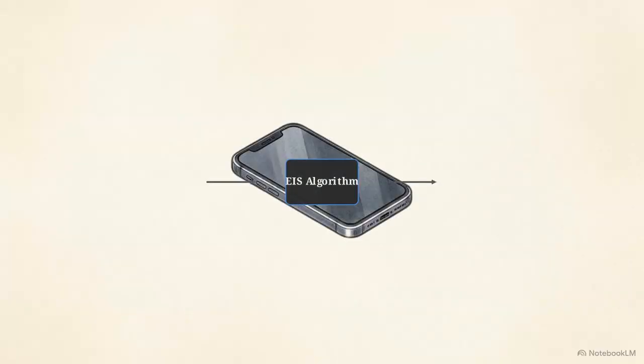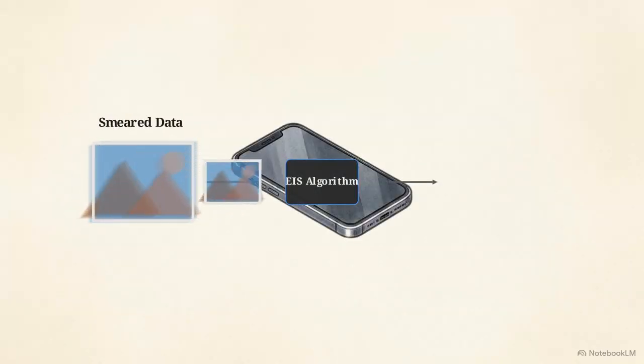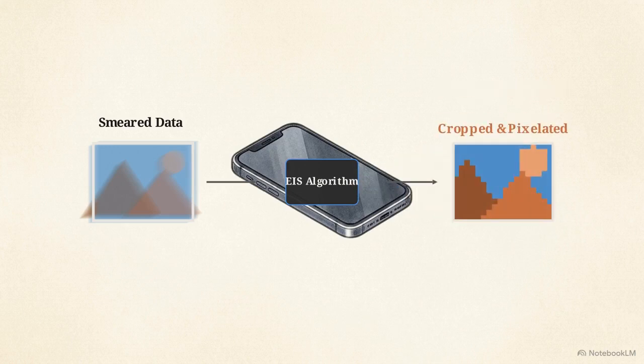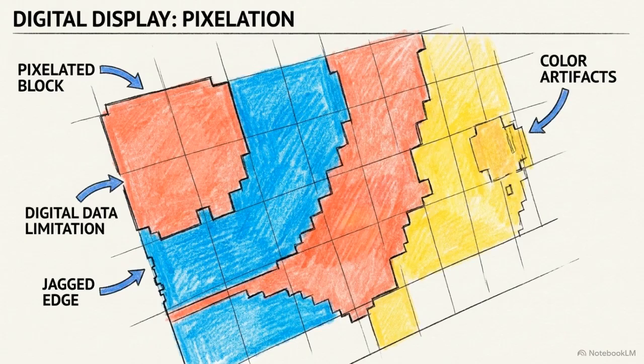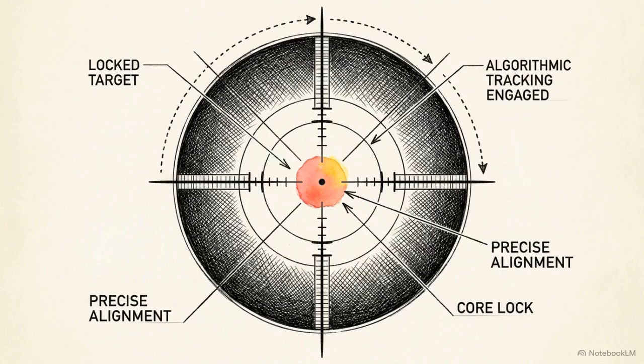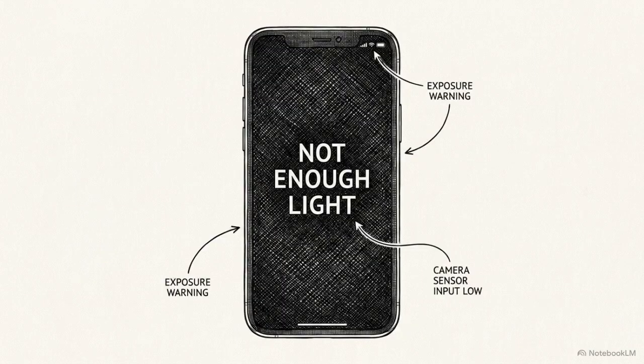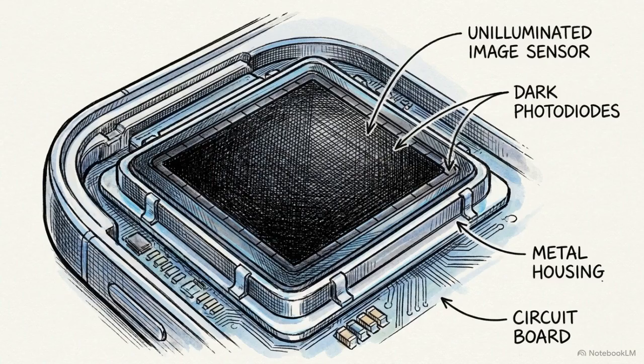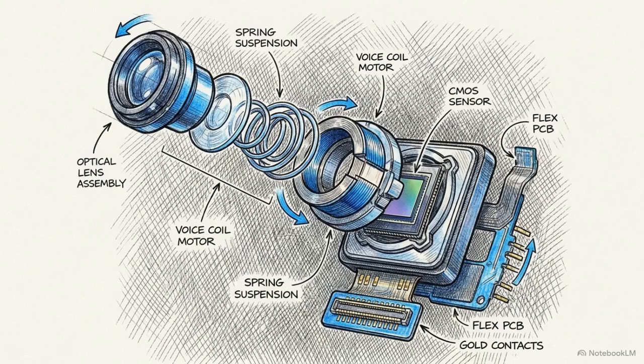You might assume your phone's Electronic Image Stabilization, or EIS, would just calculate the error and sharpen the image after the fact. But software can only manipulate data that already exists. It can crop a frame or track a moving object, but no algorithm can force a physical sensor to collect more light. To stop a physical motion, engineers had to build a kinetic intervention inside the device. They developed Optical Image Stabilization, or OIS.